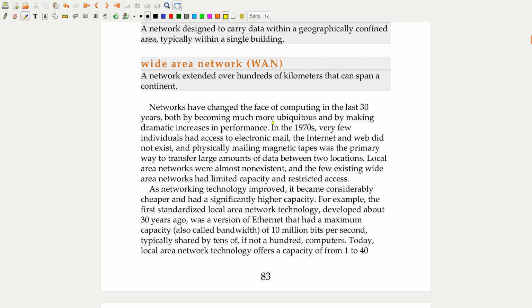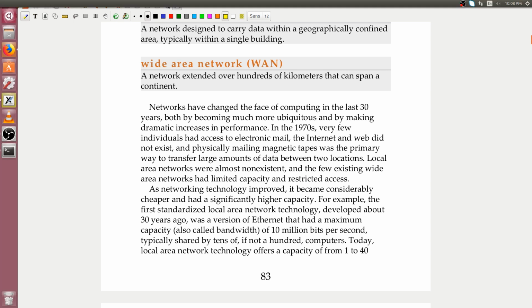Networks have changed the face of computing in the last 30 years, both by becoming much more ubiquitous and by making dramatic increases in performance. In the 1970s, very few individuals had access to electronic mail. Email, internet, and web did not exist. So physically mailing magnetic tapes was the primary way to transfer large amounts of data. Doesn't that sound horrible? Man, that sounds awful. I can't believe they actually laid all the cable. Yeah, that's awesome, right?